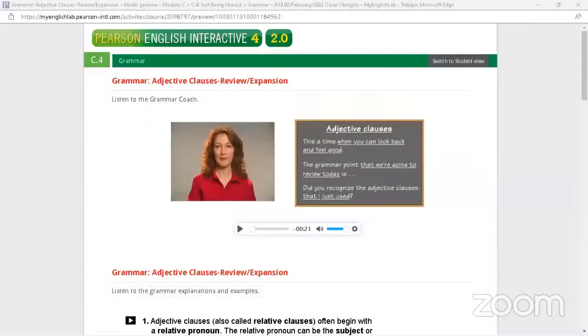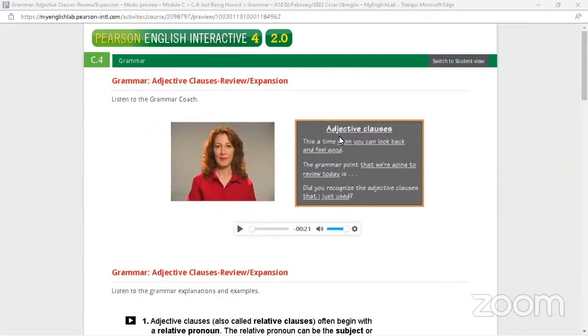Okay, so let me show you my screen, okay? All right, so: adjective clauses, review and expansion. Now, this is going to be difficult, okay? It's not going to be easy, so we need to pay close attention to the information. It's not impossible, it's just a little bit complex and confusing, but let's try doing it, okay?